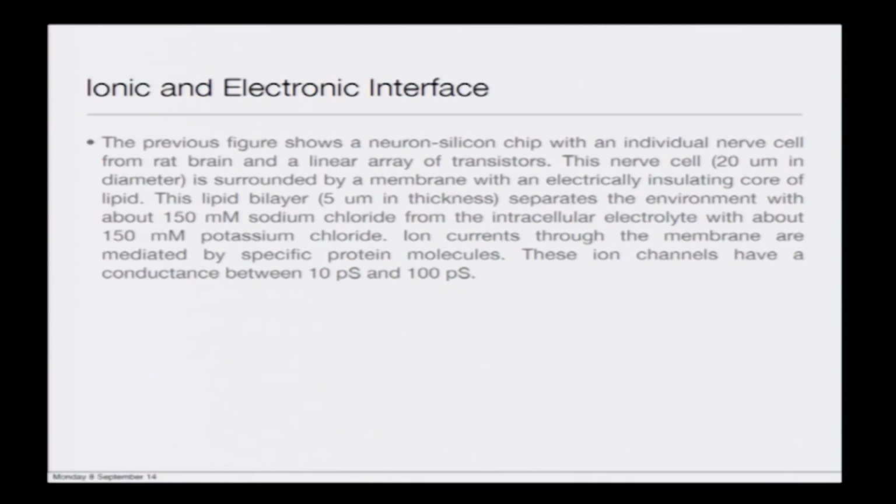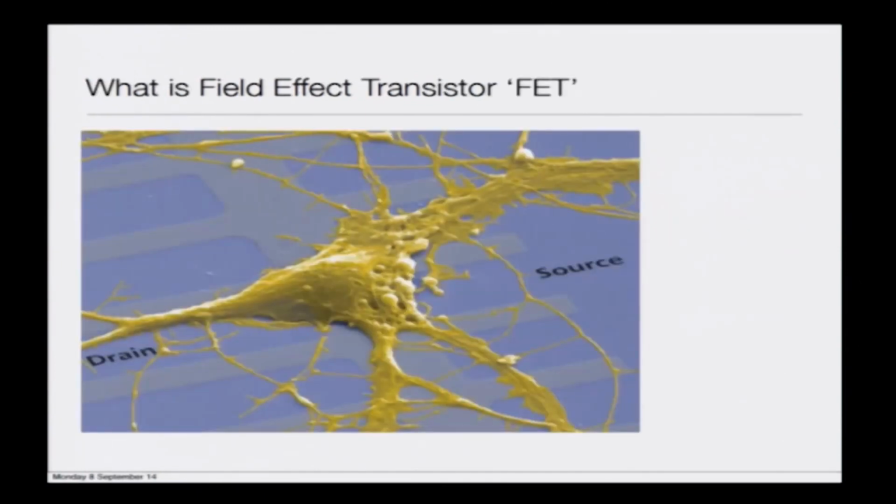These ion channels have a conductance of 10 picosiemens to 100 picosiemens. So, now this is the timeline, or this is the kind of current that we are trying to measure. Now comes the field effect transistor. Let us try to understand what is a FET, which in short is called FET.